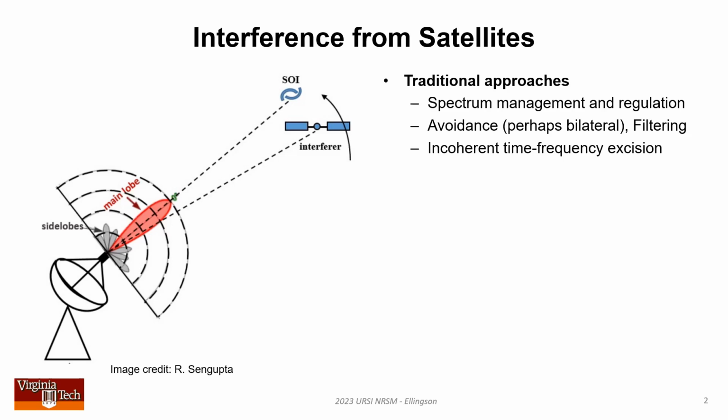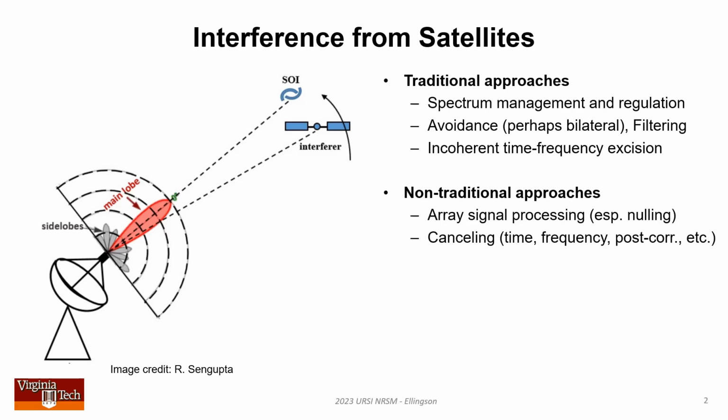Of course, there's also data editing. Take the time-frequency plane, break it up into little pixels of time and frequency, and dispose of the pixels that contain interference. This is often very effective, but also not without problems. Key among those is that you're still losing access to spectrum.